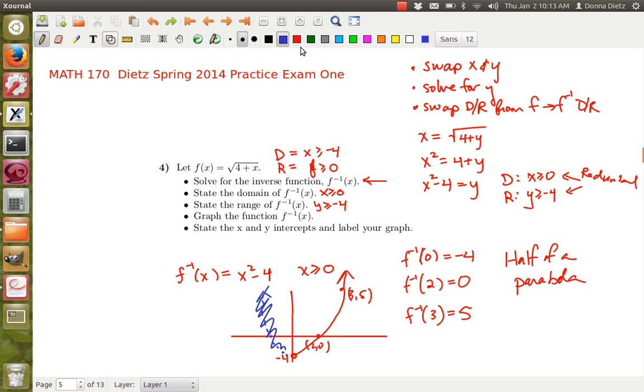So because here's what I'm thinking. I am testing this process. I'm testing if you're able to swap the x and y and solve for y. That's important. And so I would think that's worth at least half of the problem or more. Right? And then the rest of it is all the details.